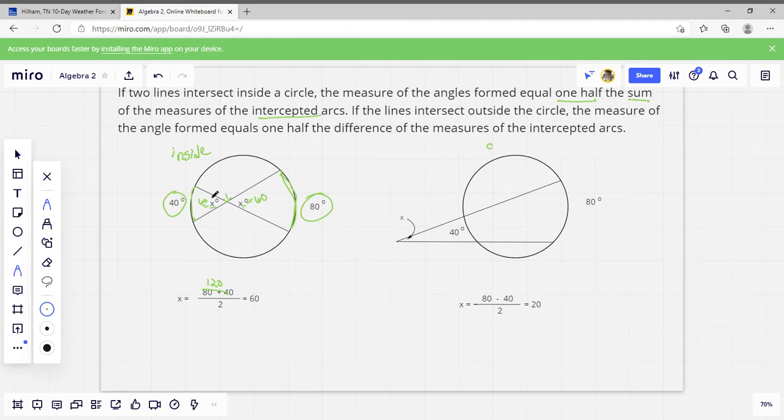If it's outside the circle, then the measure of the angles formed equals 1/2 the difference of the intercepted arcs. So difference means to subtract. So here we have 80 and we have 40. Those are intercepted arcs right there. And the difference of those, 80 minus 40, is 40, divided by 2 equals 20. So angle X right here would equal 20.